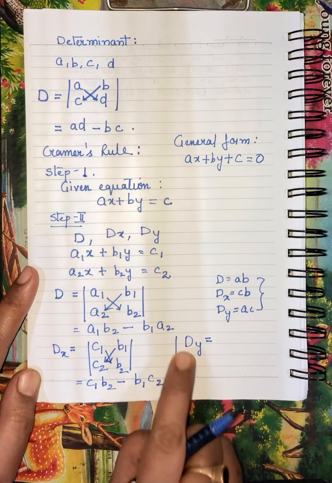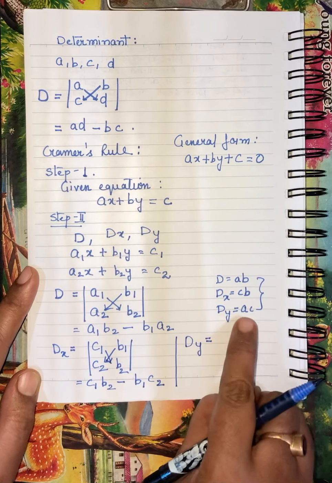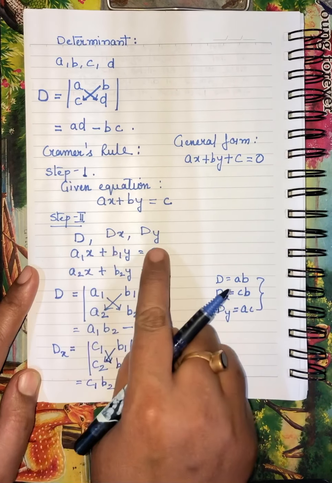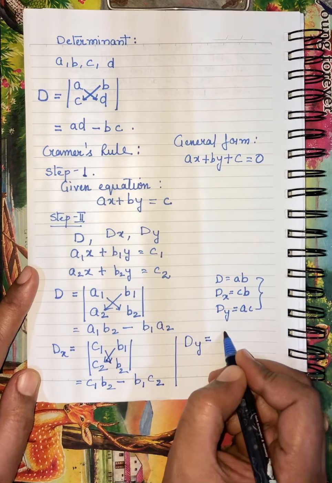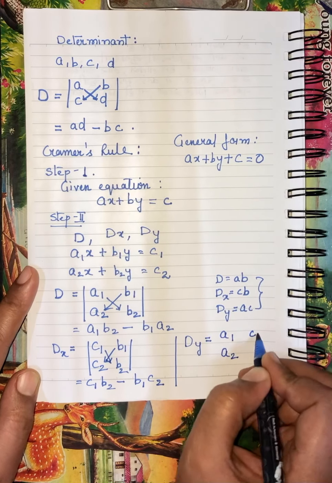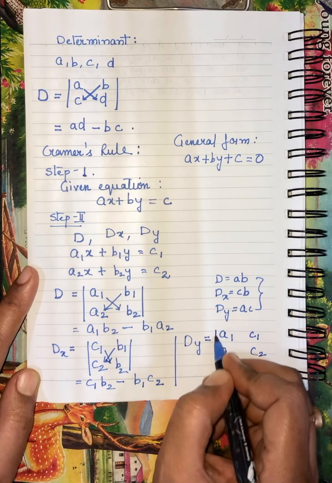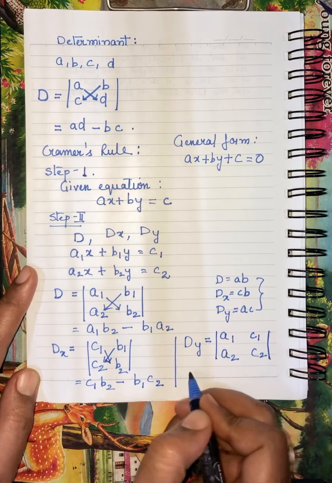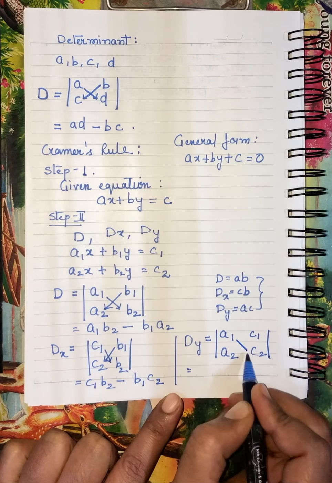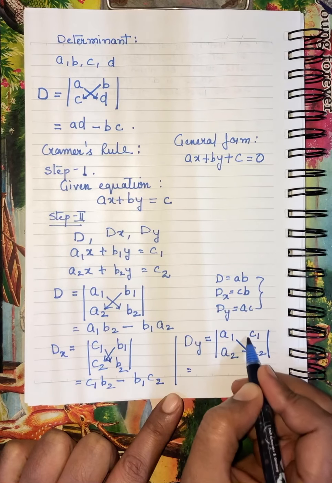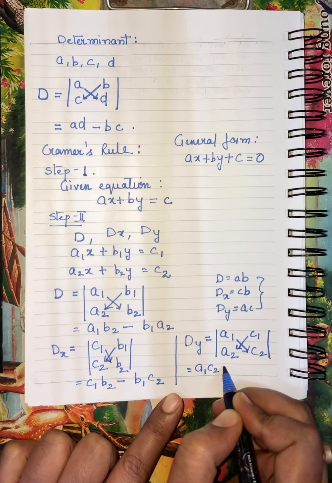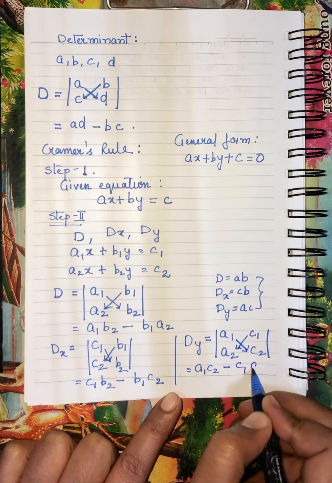Alright, and now let us find the third one, dy in the similar manner. That is a determinant in terms of y. We have to take a and c columns, a and c as is given, so we will write under a1 a2 and under c1 c2, taking the form of a determinant, and it will be written in the same manner. Cross multiply a1 c2 minus c1 a2.